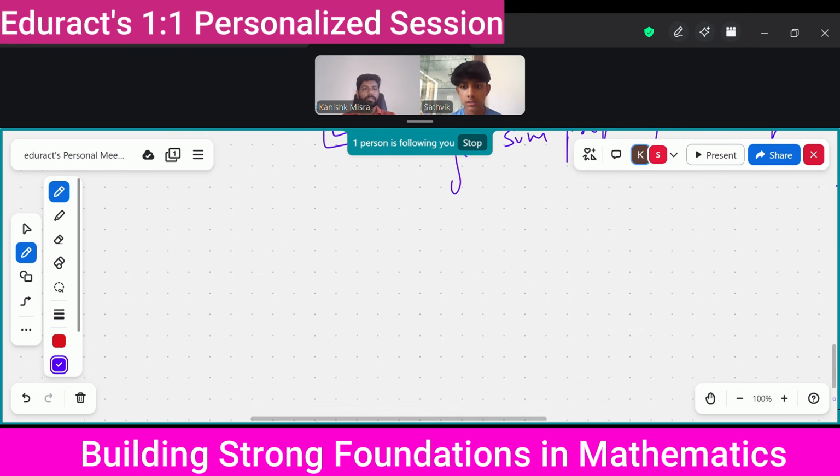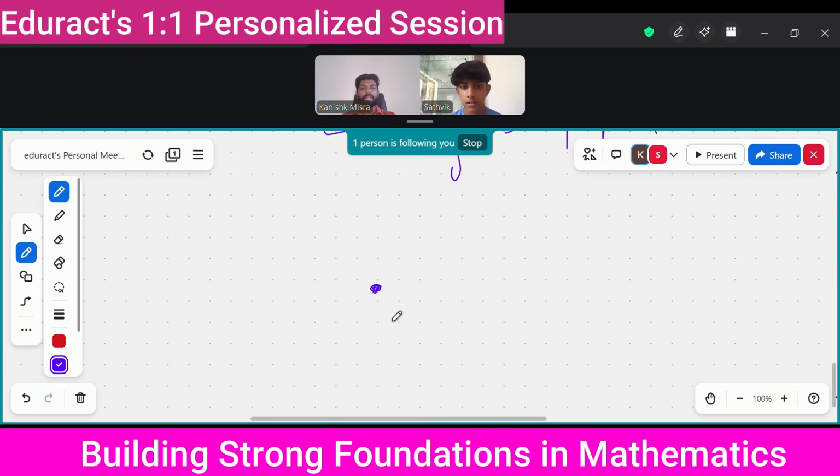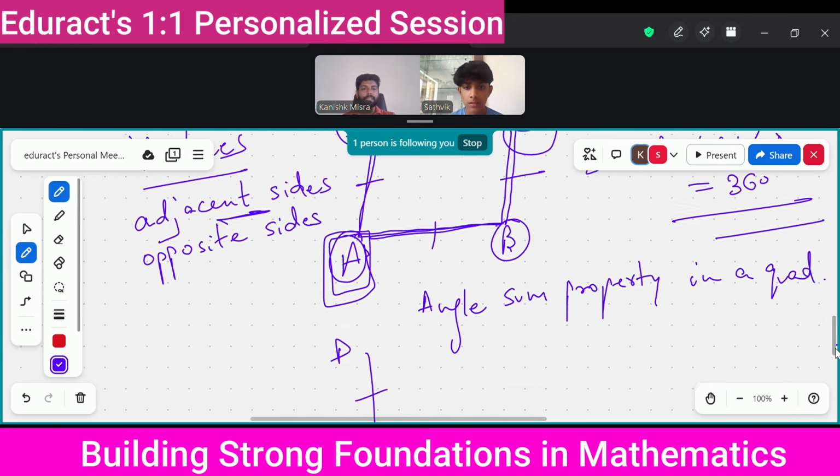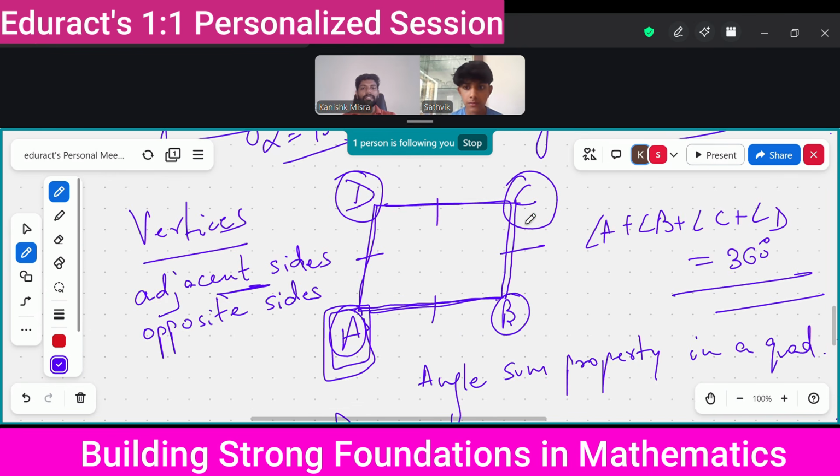Like if I am talking about A as the vertex, the line segments drawn from A to one side and to the other side would be called adjacent sides. The sides that have a common vertex are called adjacent sides. Similarly, DC and BC are adjacent sides, and BC and AB are adjacent sides.